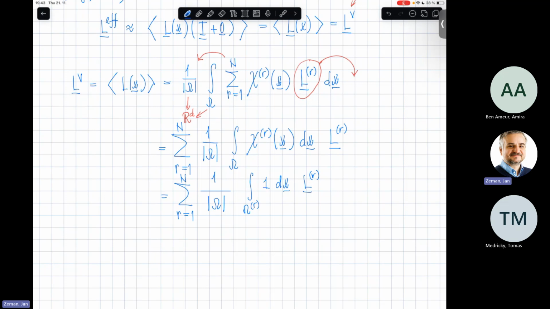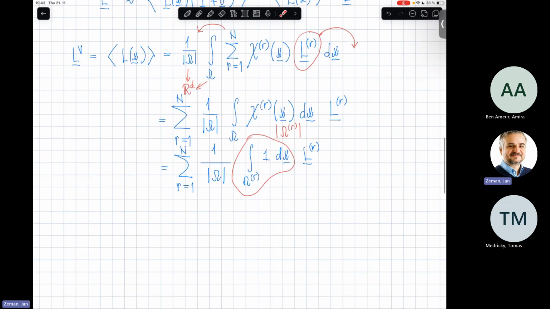Well, this is nothing else than that volume, if you think about the geometrical interpretation of this integral. But this is not the domain of the full sample, but only the part which is occupied by the R phase. So what I eventually get is a very simple expression. It is the sum over R equal to 1 to n. Here I will receive the volume occupied by the R phase, normalized by the volume, multiplied by L_R.